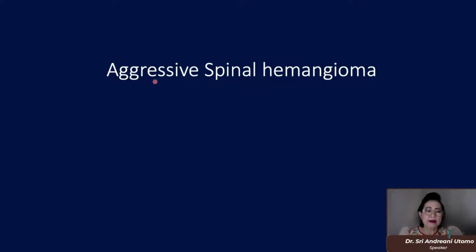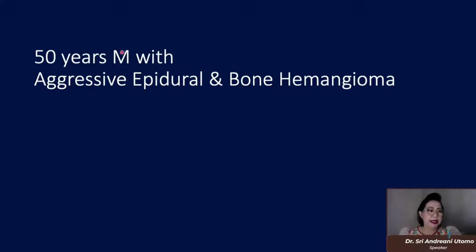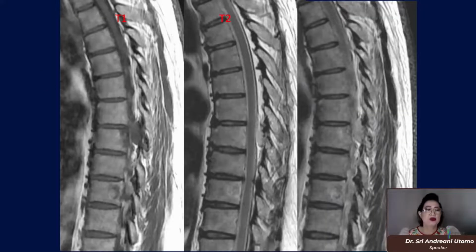Now we see the aggressive spinal hemangioma. So we have a case of a 50-year-old male with aggressive epidural and bone hemangioma. What we see here looks like destruction, hypointensity in T1, and in T2 it shows slight hyperintensity, but we see there is a bulging mass in the posterior epidural space, with slight indentation of the thoracic cord.